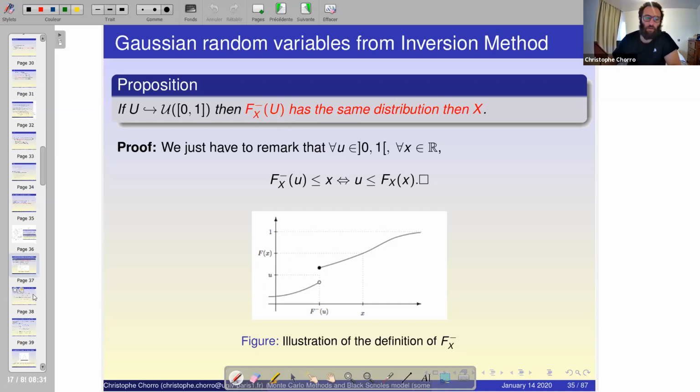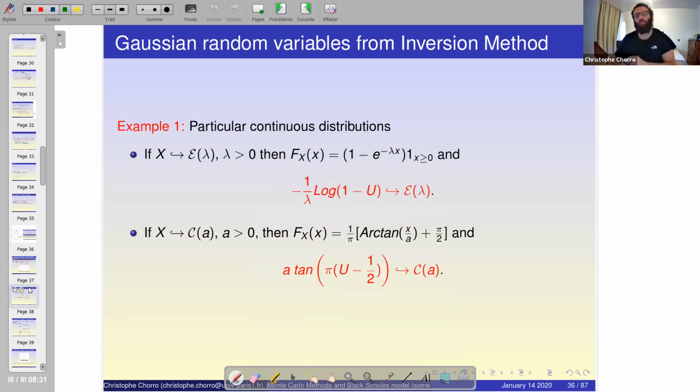As an exercise to do at home, you can see that using this methodology I can generate, for example, an exponential distribution or a Cauchy distribution. Let's focus on the exponential, because Cauchy is not that much used in finance. So X follows an exponential of parameter lambda, and you are able to compute explicitly the distribution function of X.